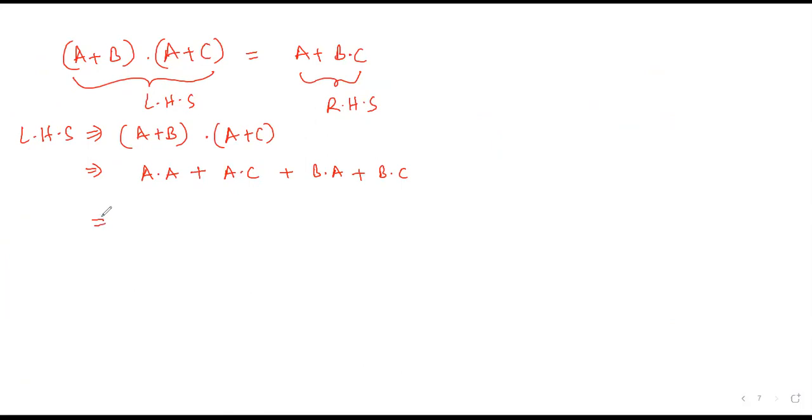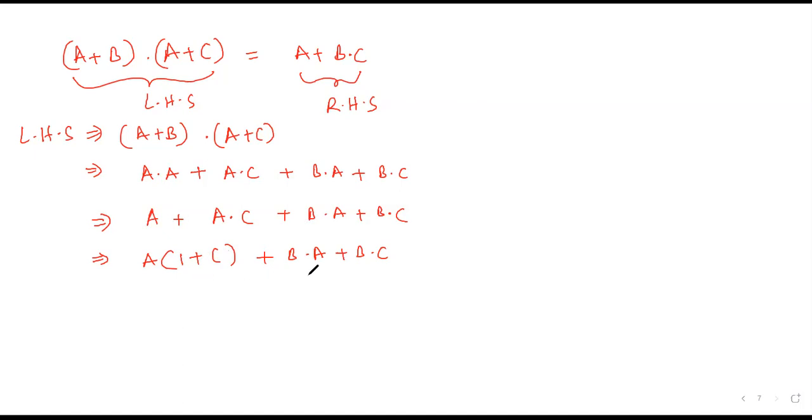Next step, A into A. What is A into A? A only, plus A into C plus B into A plus B into C. Next step, taking out A common. Take A common, so it will be 1 plus C plus B. So we can take out A from B too, right? A common, 1 plus C plus B. Correct only, but some people will get confused.